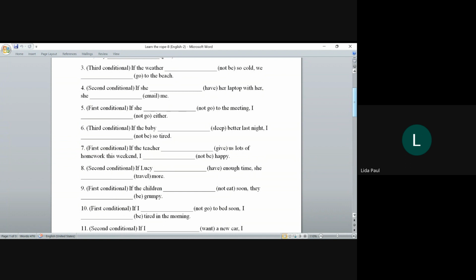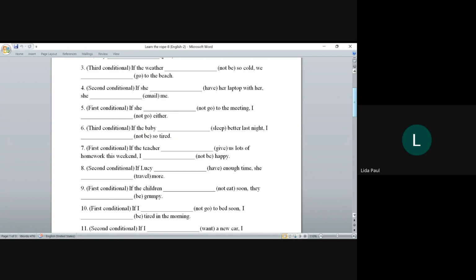Correct. Okay. Eighth one, second conditional. So we're going to talk about unreal conditions. If Lucy had enough time, she would travel more. She would travel more. Yes. If Lucy had enough time, she would travel more. Correct.